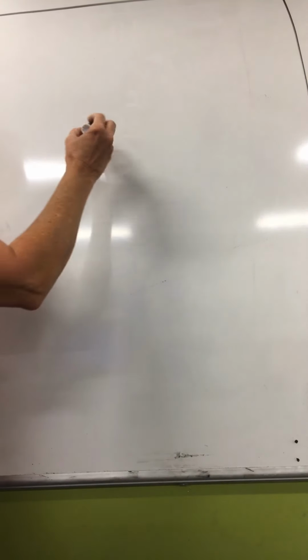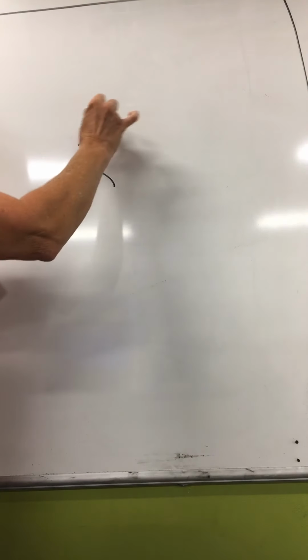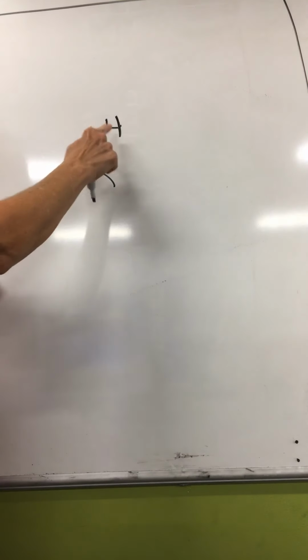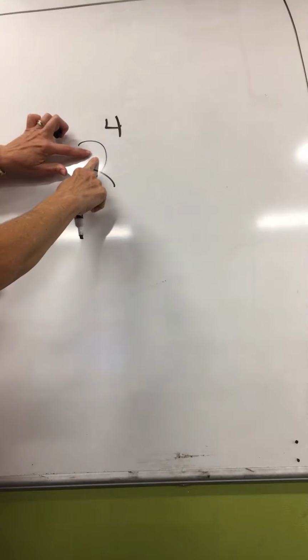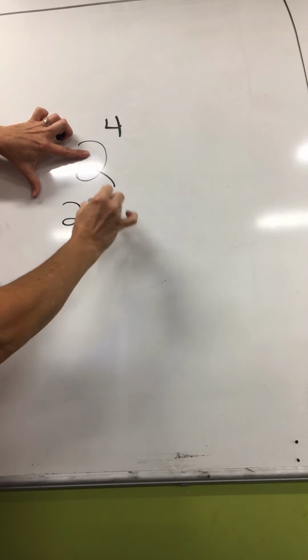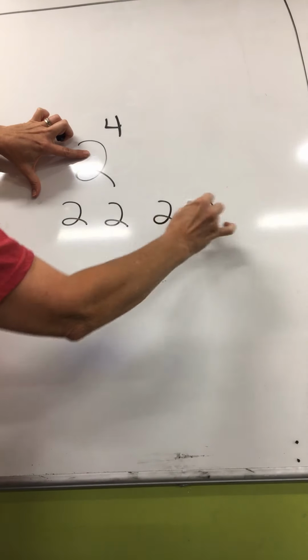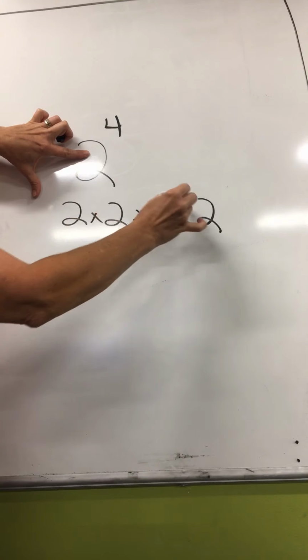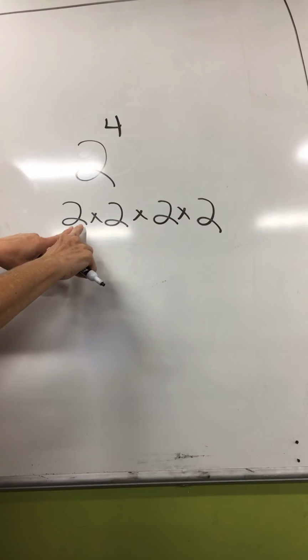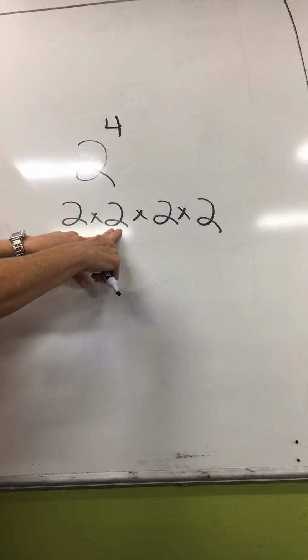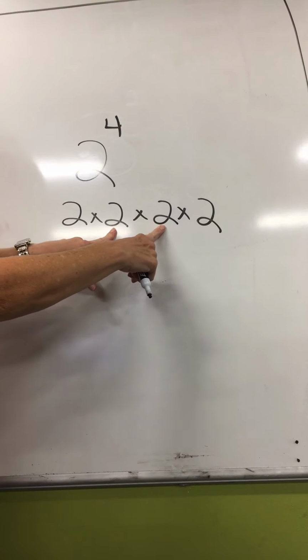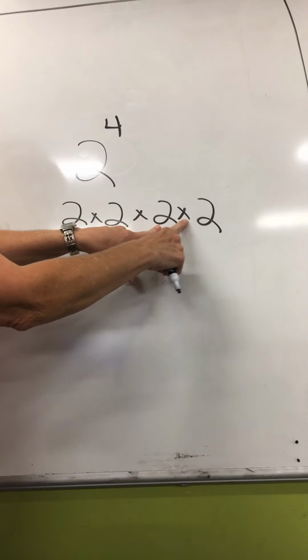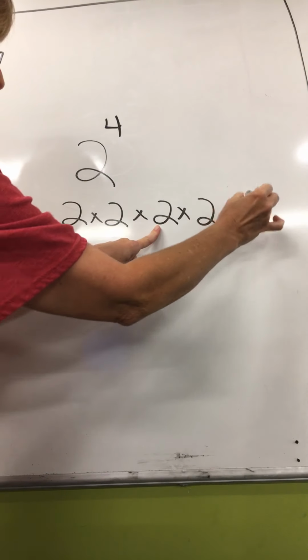Let's say 2 to the fourth power. That does not mean 2 times 4. It means 4 bases. So I'm going to write 4 of these. 1, 2, 3, 4. And I'm going to multiply those. So I'm going to say 2 times 2. That's 4. 4 times 2, that's 8. 8 times 2, that's 16.